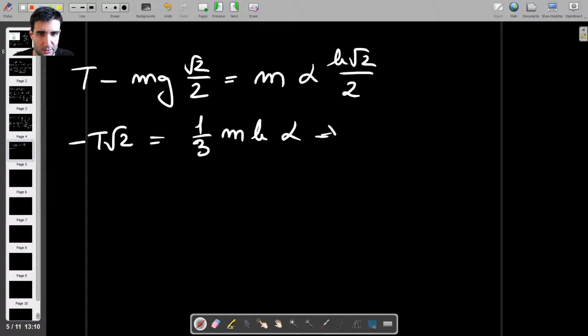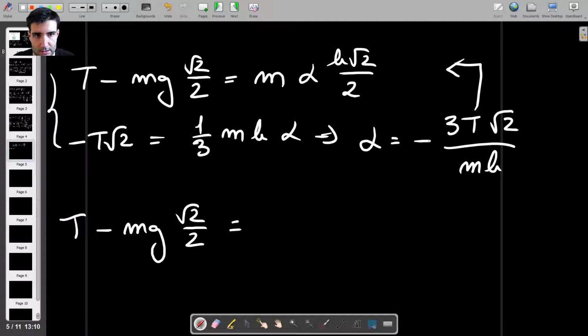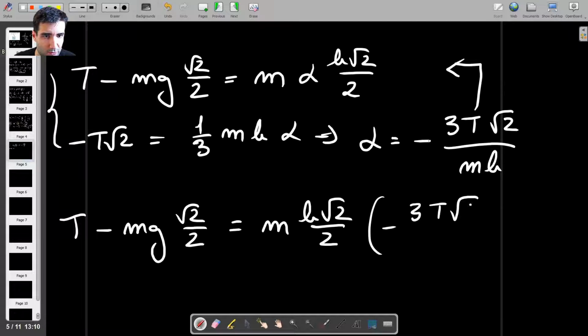And what I would do now is I would just make alpha the subject in the second equation, right? So alpha should become minus 3t root 2 divided by m times b. Okay. And now we take this and substitute in here. And we have t minus mg root 2 over 2 equals m. And then I have my b root 2 over 2. And then I will substitute alpha with what alpha is. So it's minus 3t root 2 over mb.